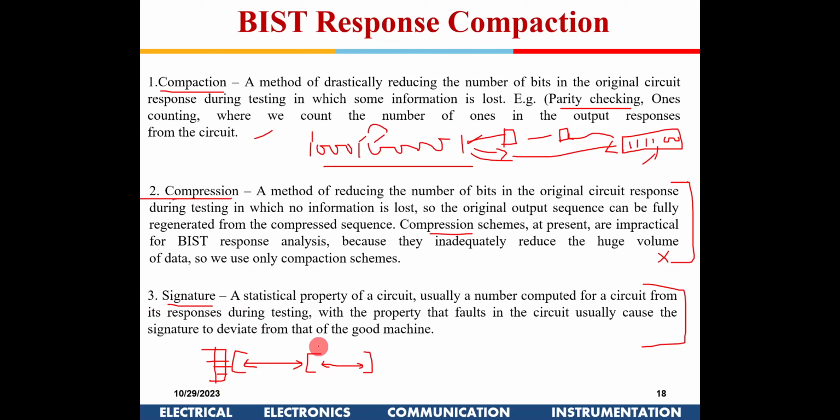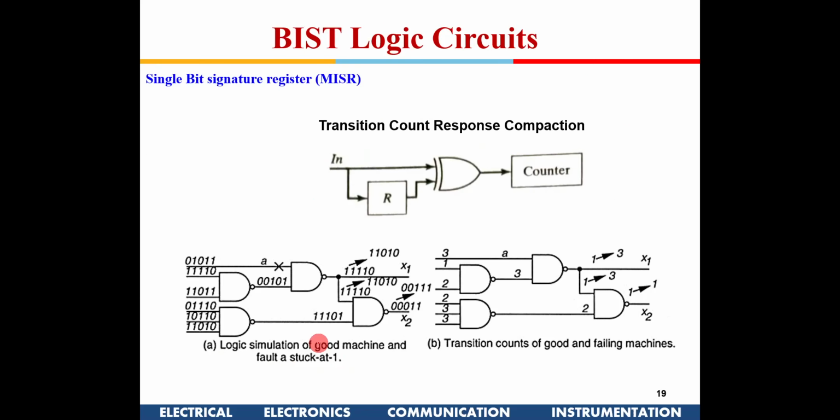Okay, now what is this signature? The signature is only combining many hundreds of test vectors into one particular 64-bit or 24-bit value.